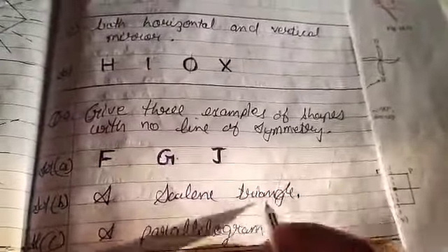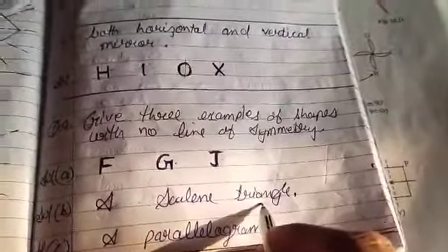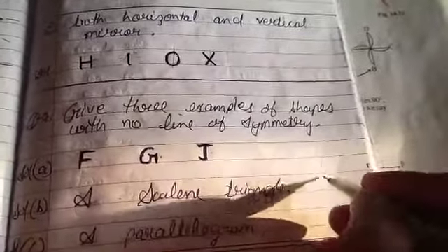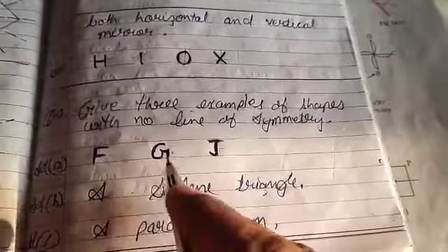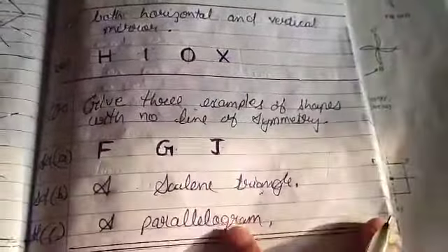Or a scalene triangle, as we just saw, whose all 3 sides are different, or a parallelogram, which we just saw. Through such shapes you will not get any line of symmetry.